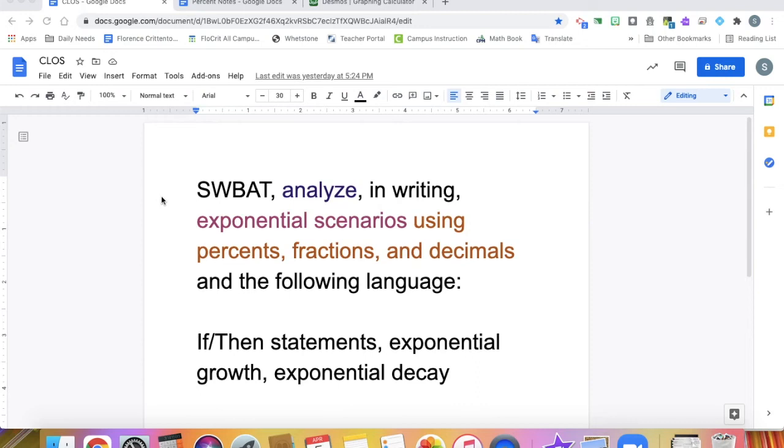For this lesson, students will be able to analyze in writing exponential scenarios using percents, fractions, and decimals, as well as the following language: if-then statements, exponential growth, and exponential decay. So what do you think you're going to learn how to do in this lesson?